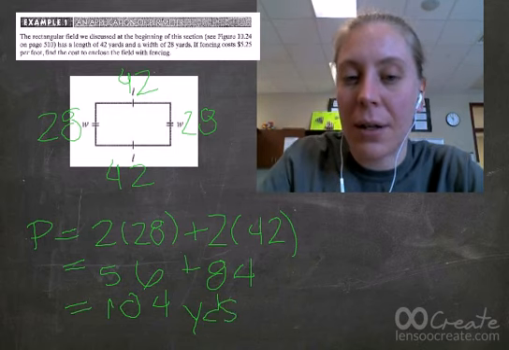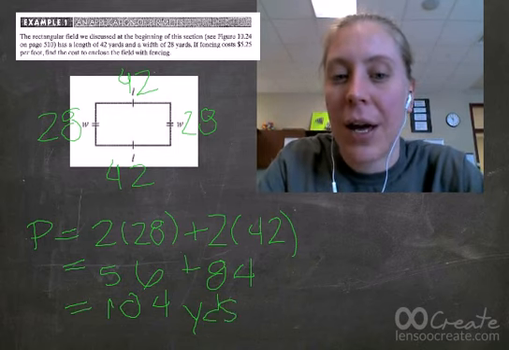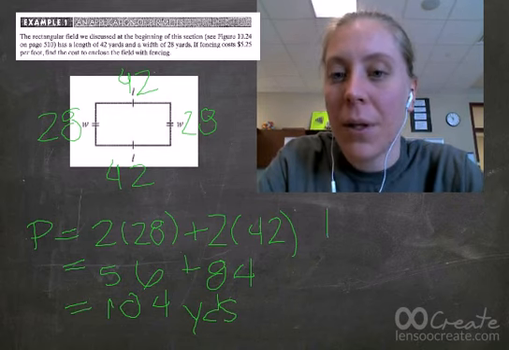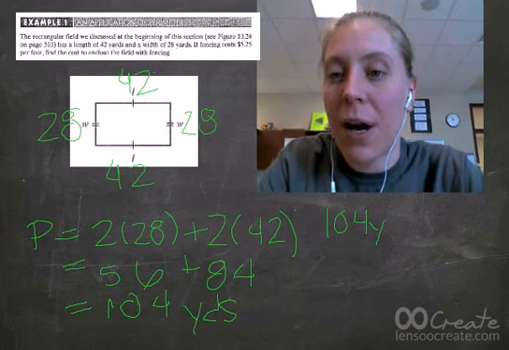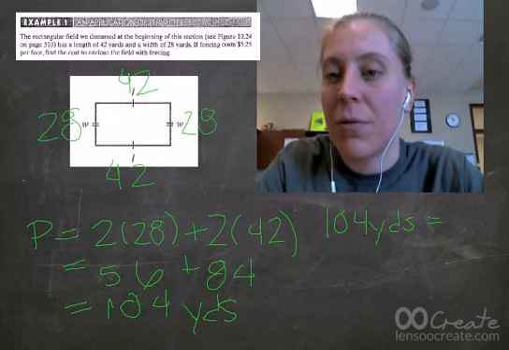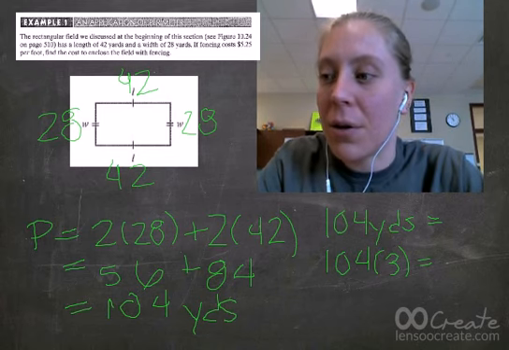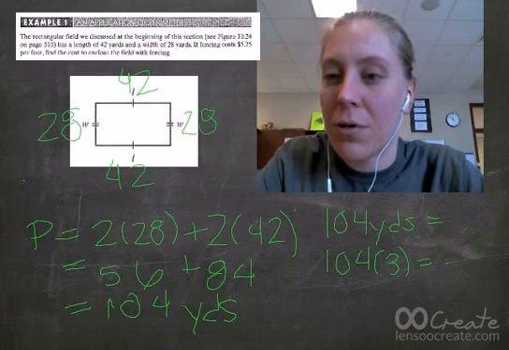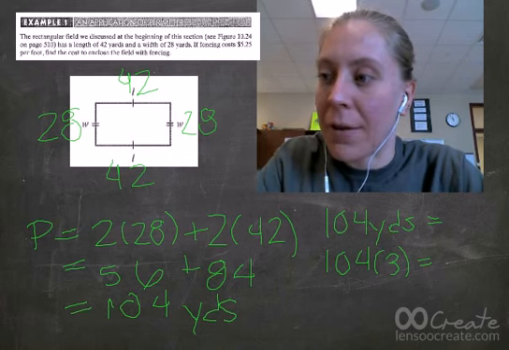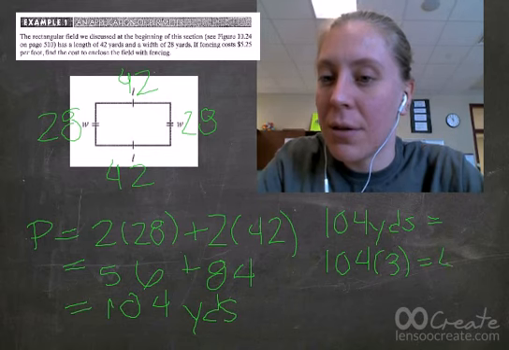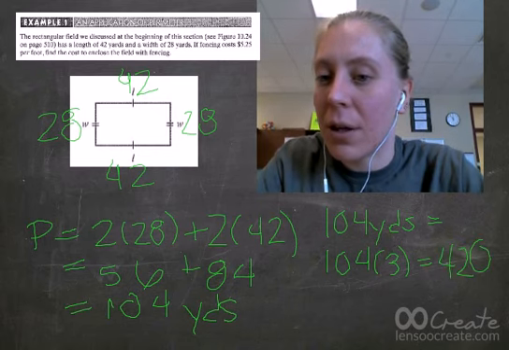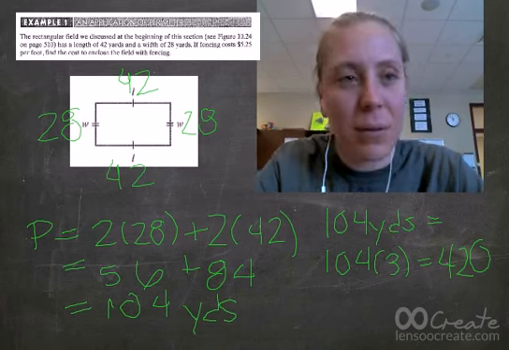Now it's important that I think about my units here. This is 104 yards, and the cost of my fencing is given per foot. So I want to know how many feet are in 104 yards. If I take 104 and multiply it by 3, since there are 3 feet in each yard, I'll find that there is a total of 420 feet. I think my math is wrong here because that's not making sense with what I have.